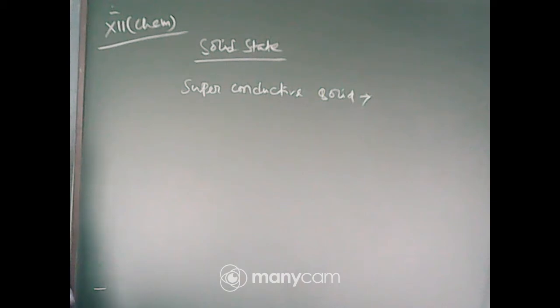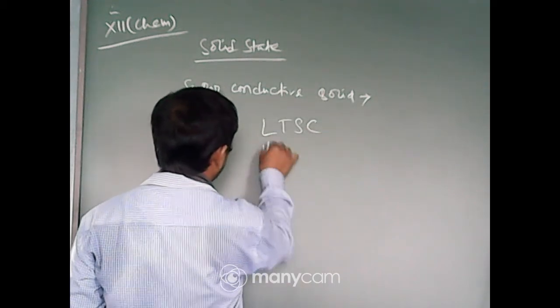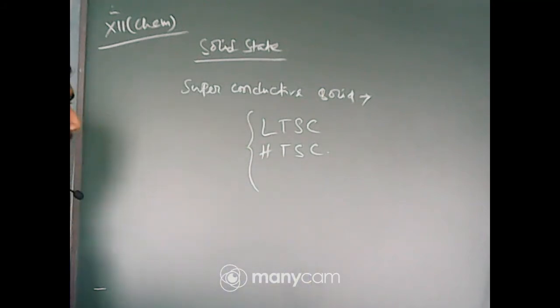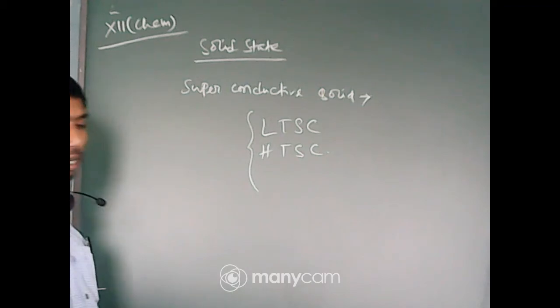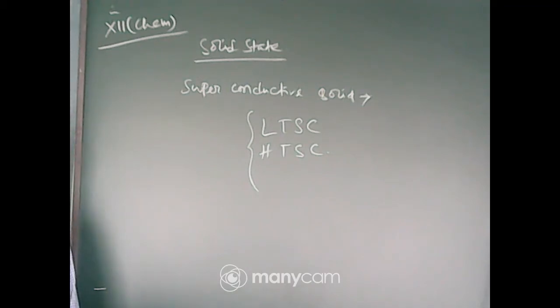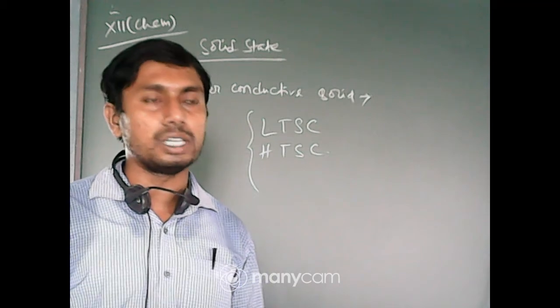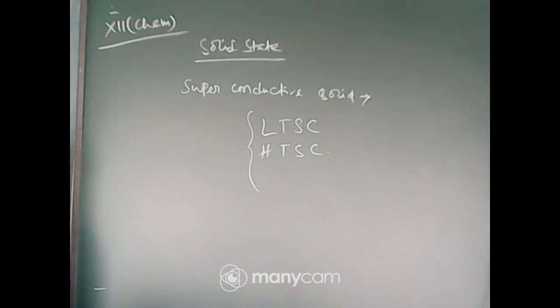LTSC means low temperature superconductive, and HTSC means high temperature superconductive. These are the superconductive materials and are synthetically produced. Then there is amorphous silicon, which is photoactive and is used in the photocell to convert photo energy to electrical energy. Amorphous solids will be discussed later on.